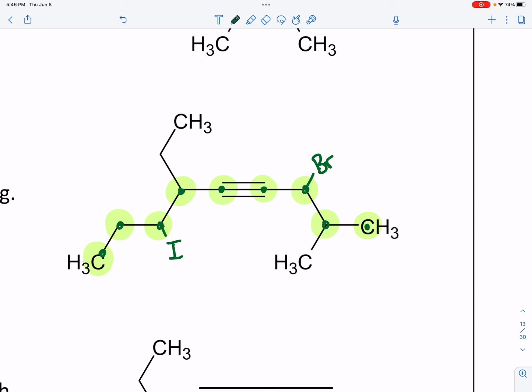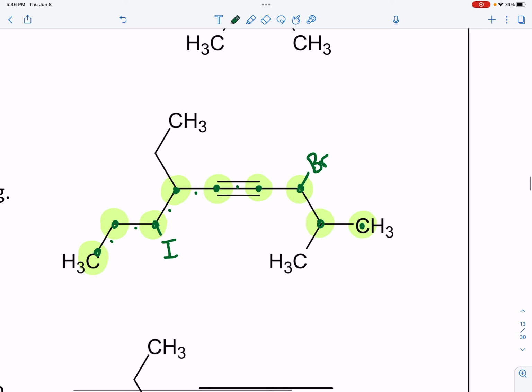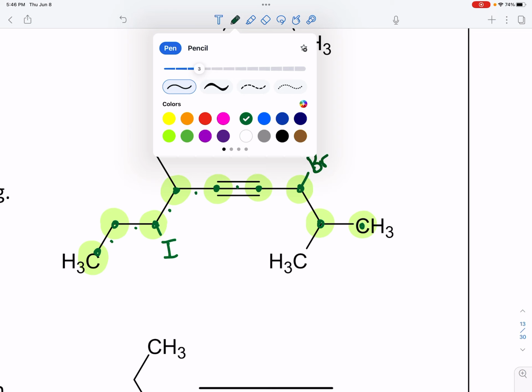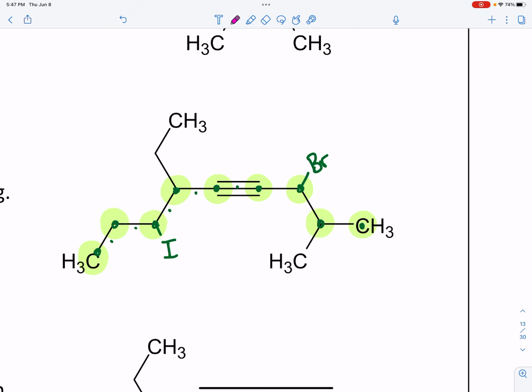Well, let's check. Count the bonds. If I count from the left, the first bond, the second bond, the third bond, the fourth bond, it would be the 5th bond. If I count from the right, 1, 2, 3, it'll be the 4th bond. So that's where I'll count from the right-hand side. So the bond will be on the 4th bond. It's got branches, so let me grab a different color. There's a branch on the 2nd carbon, there's a branch on the 3rd carbon, 4, 5, there's a branch on the 6th carbon, and there's a branch on the 7th carbon.